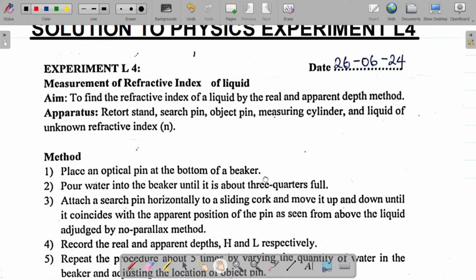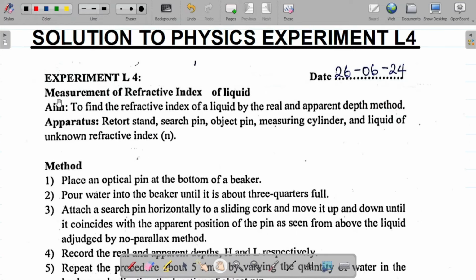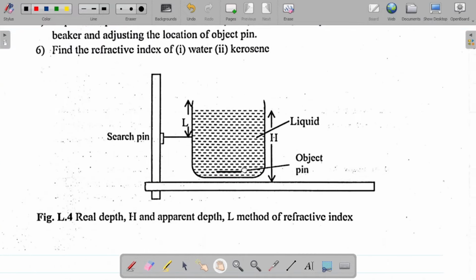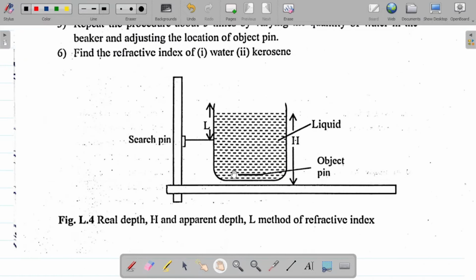Now, for experiment L4, what you have here is the measurement of the refractive index of liquid. You have the aim of this experiment as well as the apparatus and the method listed here. For this video, I'll just be providing the answer to the practical manual. So let's get into the question session.